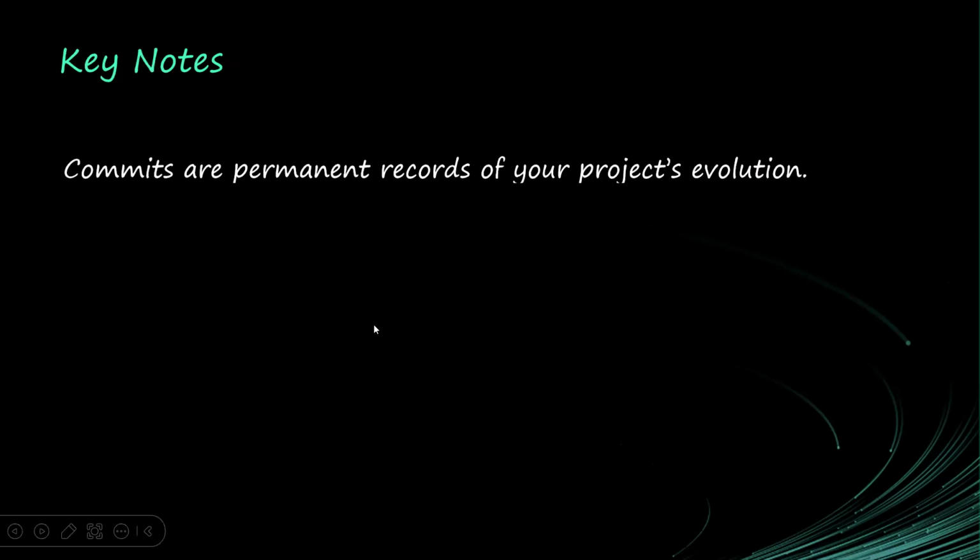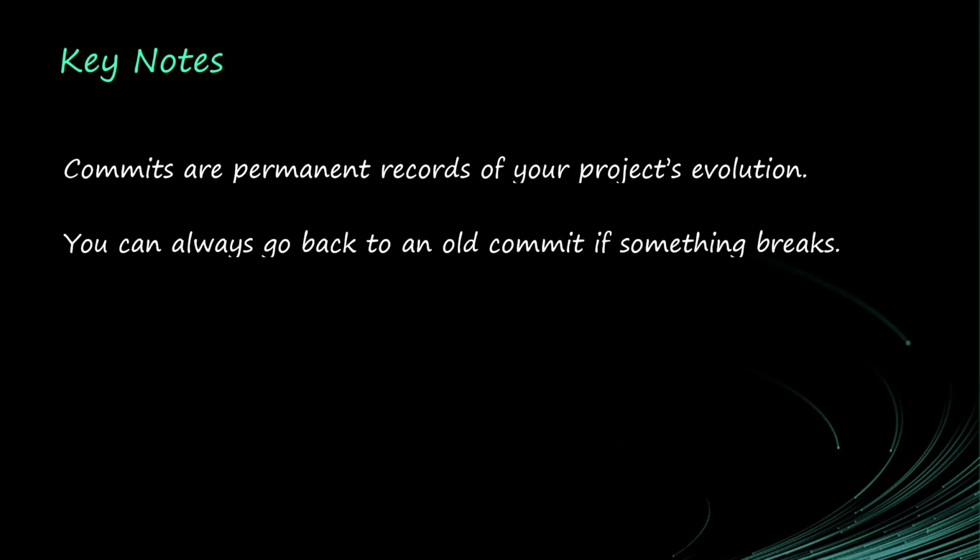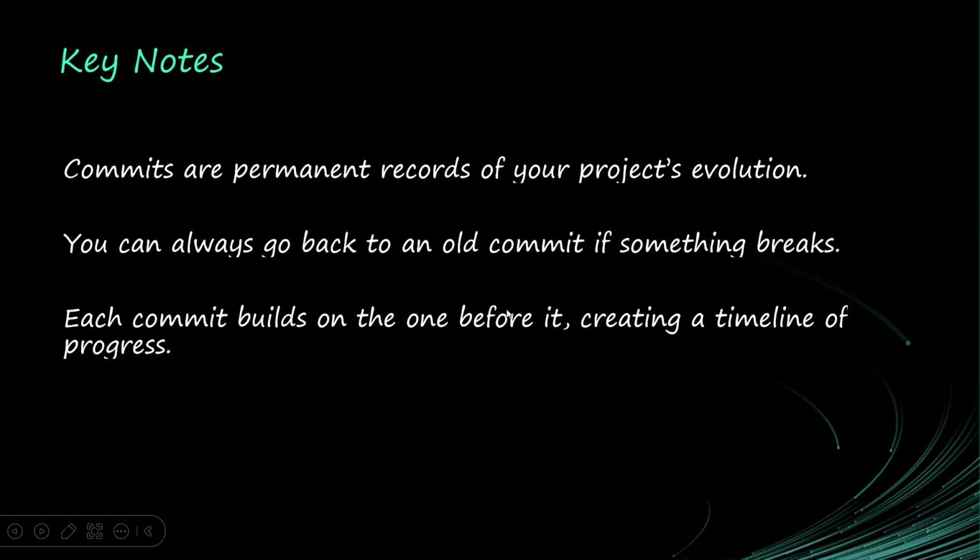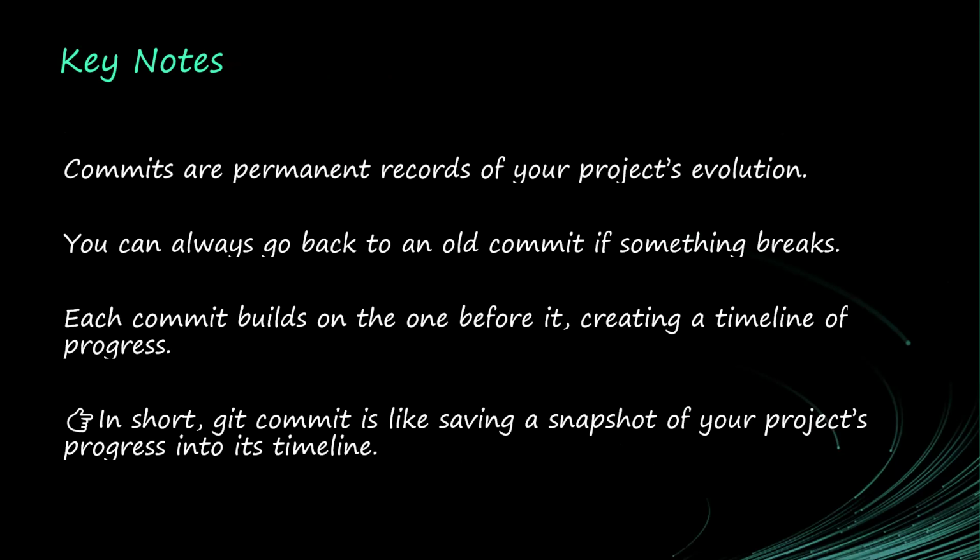So key notes: commits are permanent records of your project evolution. The commit that I have made, Git has permanently saved it for me. You can always go back to an old commit if something breaks. Each commit builds on the one before it, creating a timeline of progress. In short, git commit is like saving a snapshot of your project's progress into its timeline.